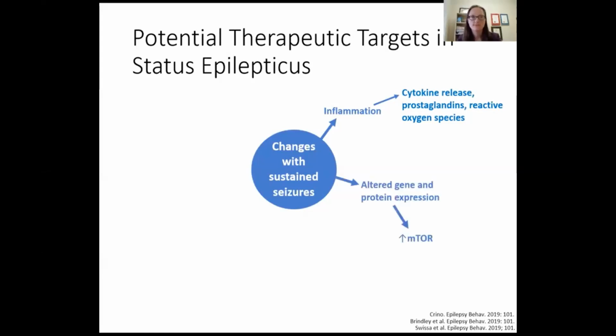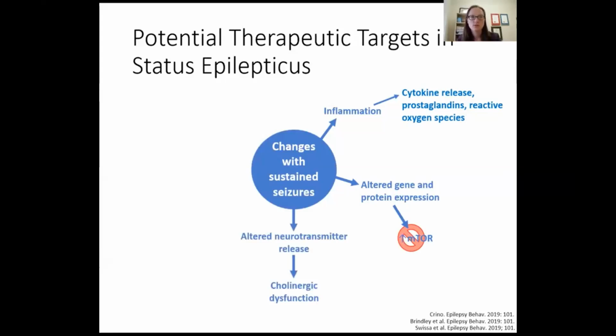inflammatory pathways. Altered gene expression and protein expression is a problem. Pathways that are downstream of the mTOR gene are thought to potentially exacerbate status epilepticus and lead to some of the downstream detrimental effects, and therefore inhibition of this with potential inhibitors may also be beneficial.